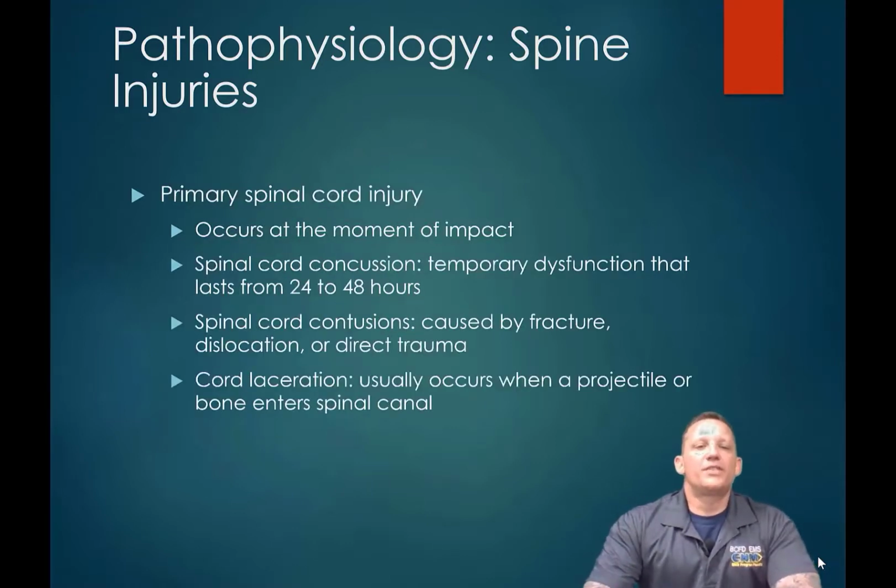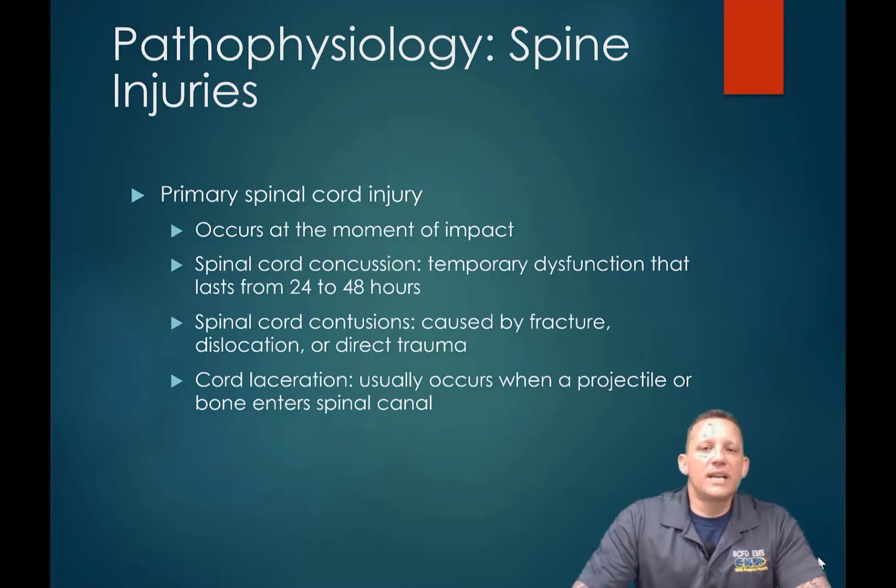The primary spinal cord injury occurs at the moment of impact. A spinal cord concussion is a temporary paralysis or sensory dysfunction that lasts 24 to 48 hours. A contusion is caused by a fracture, a dislocation, or a direct trauma, and this is where we get that swelling.